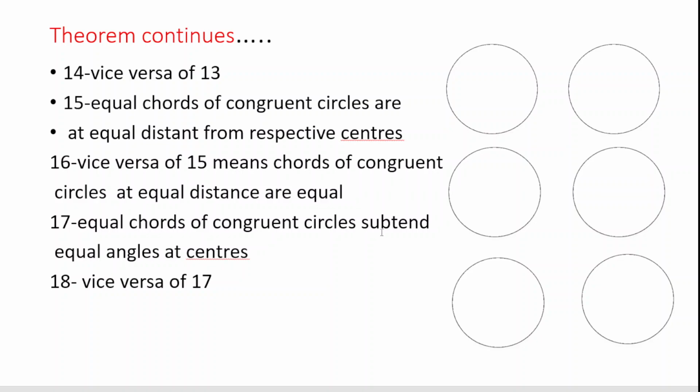Equal chords of congruent circles subtend equal angles at the center, which I told you in the previous theorem, and vice versa of 17. These are the theorems which are important. You just go through them, and we will discuss the numericals and problems in the next episode. Thank you and have a good day.